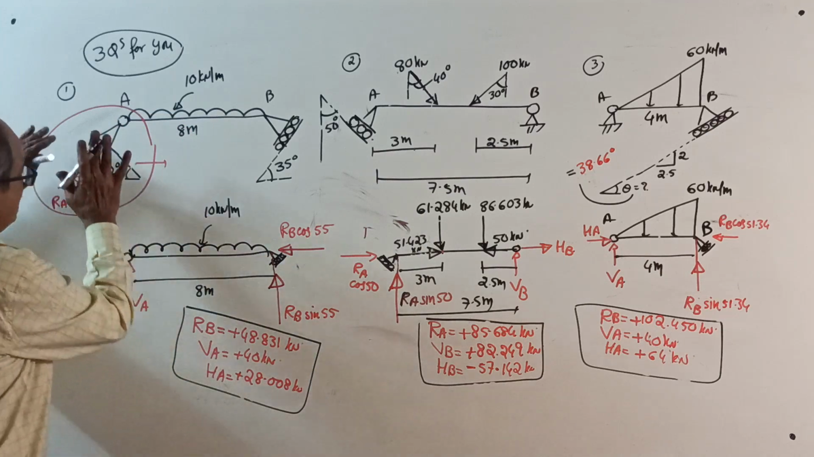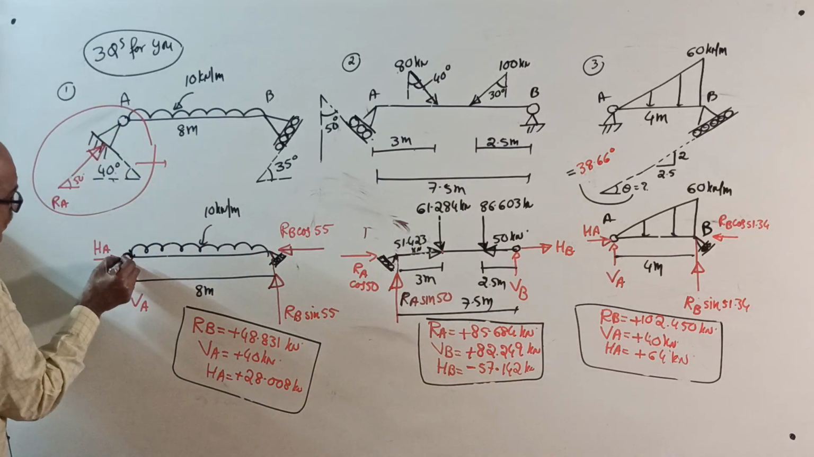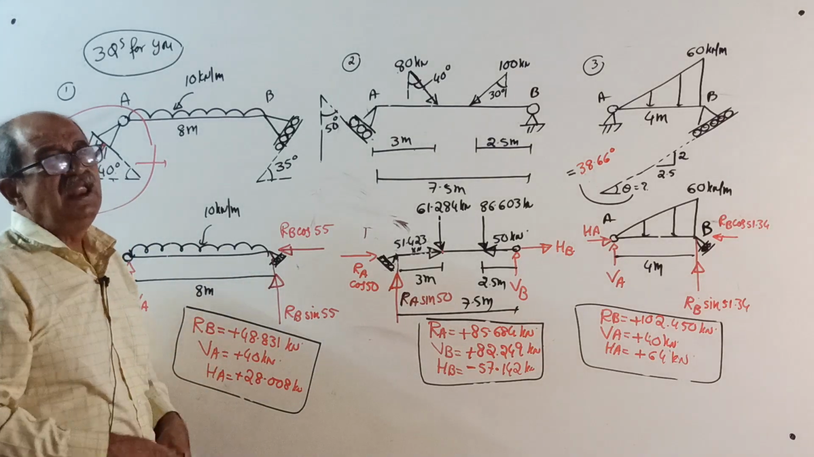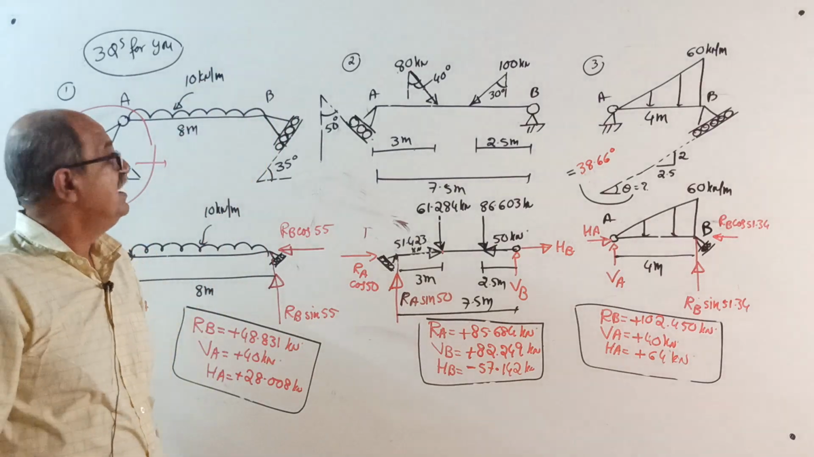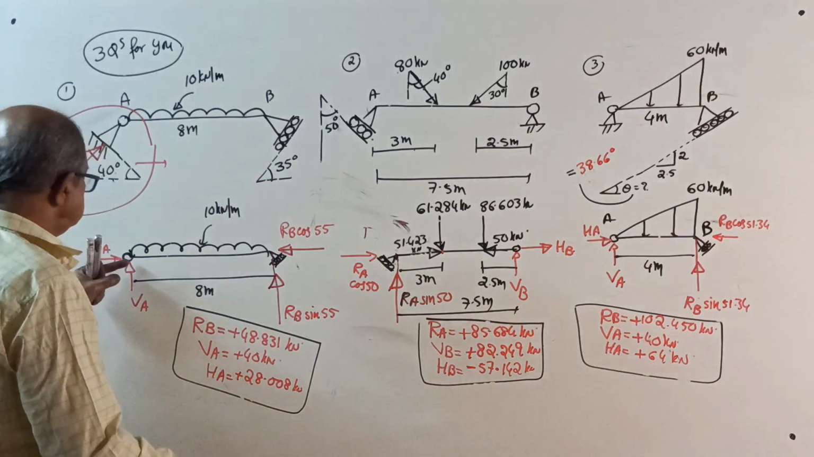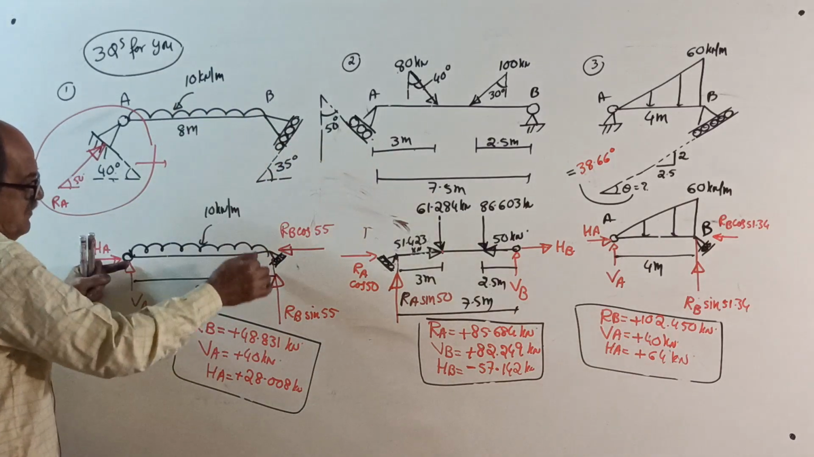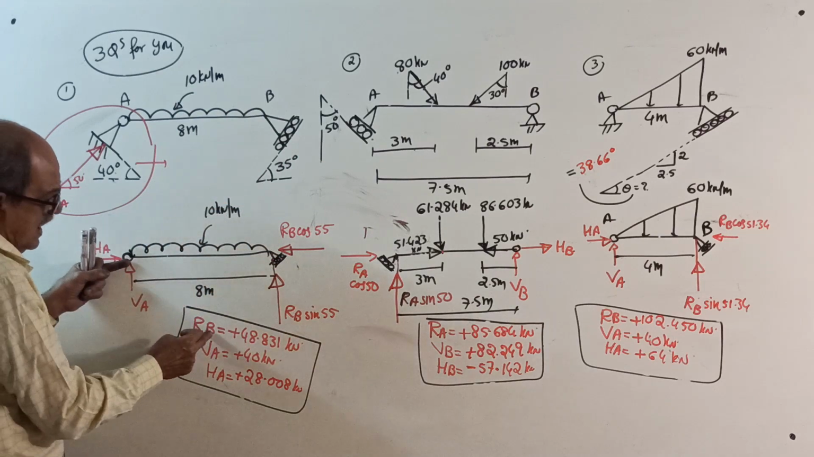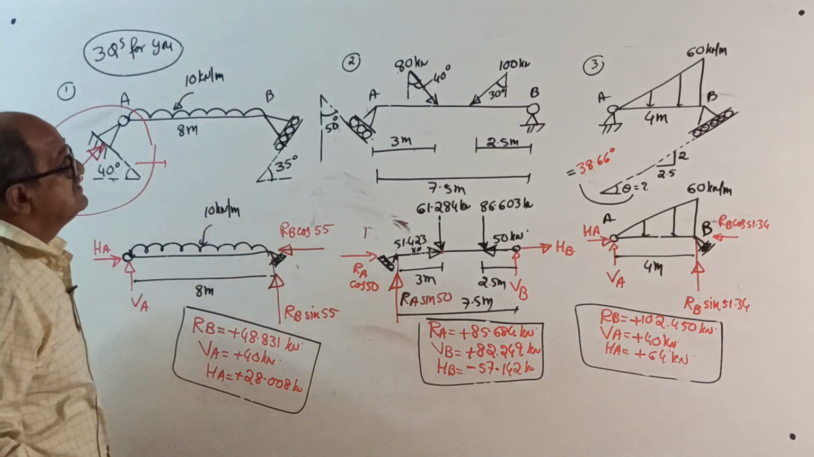So what you do is, you write the question here, put the pin this way, and write the reaction. Someone will tell you 40 degrees. You tell him, take it back, use it yourself only. But this angle is required. Now, minus RB sin 55 into 8 plus 10 into 8, which is the total load, into 8 by 2. RB will come. Then sigma V, sigma H, get the answer.